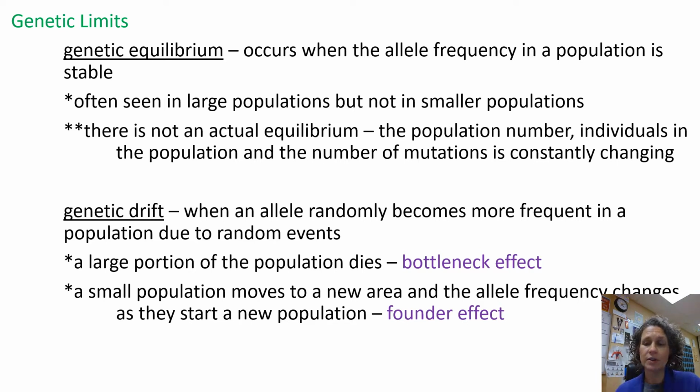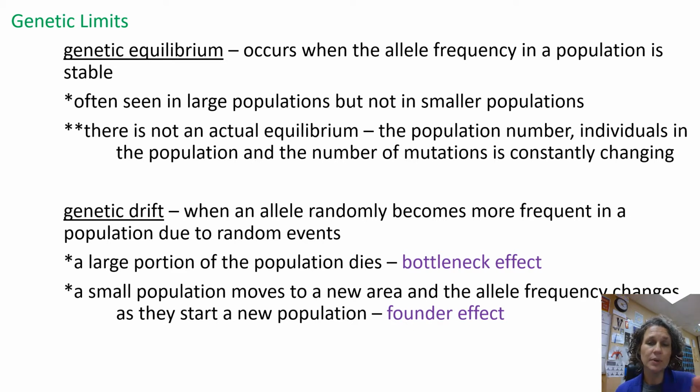But if you have a herd of 5 cows and one of them is different, or one of them has a calf that is different, you can change that allele frequency. Now remember, equilibrium essentially means stay the same, but it's not actually equilibrium, because the population number could be changing.